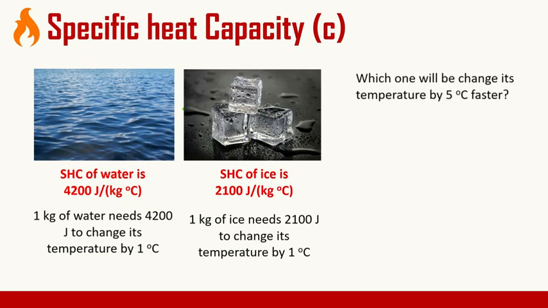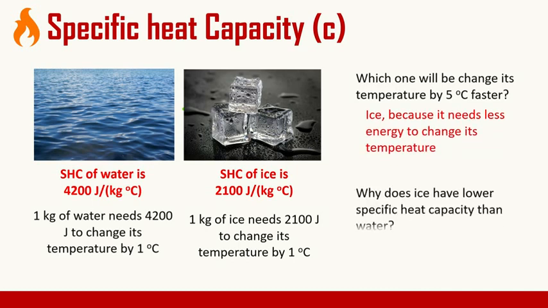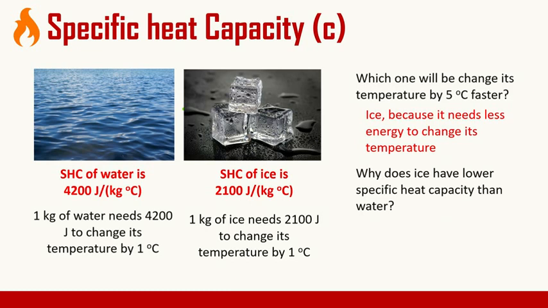Now, which one will change its temperature by 5 degrees Celsius faster? Like in the thermal energy, the smallest one will increase faster, right? So in here, it is the ice. Now, next question. Why does ice have lower specific heat capacity than the water?